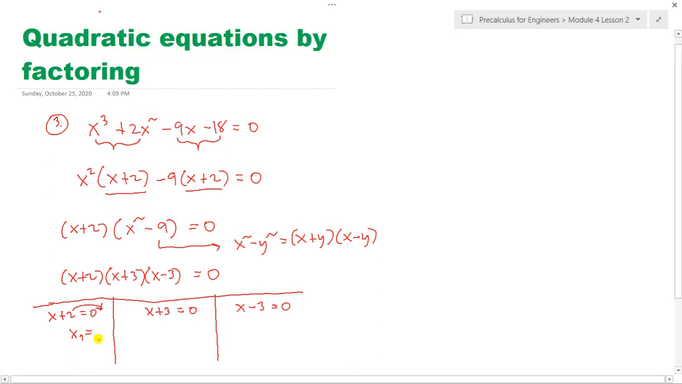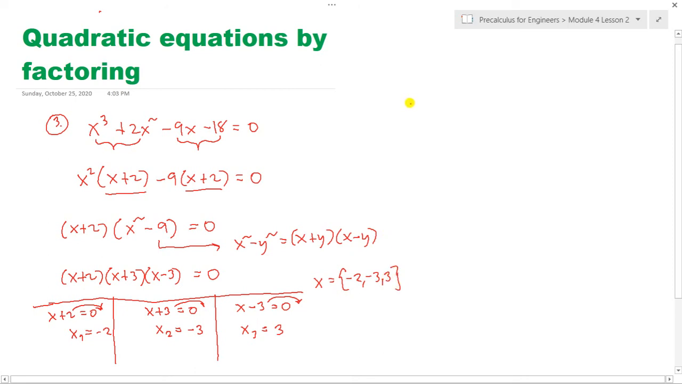So here we have negative 2. The second solution is transpose the positive 3 to the other side. We have negative 3. And the third one is transpose negative 3 on the other side to make it positive 3. So therefore, the solution for our cubic equation, not a quadratic equation, is this: x is composed of the elements negative 2, negative 3, and positive 3.